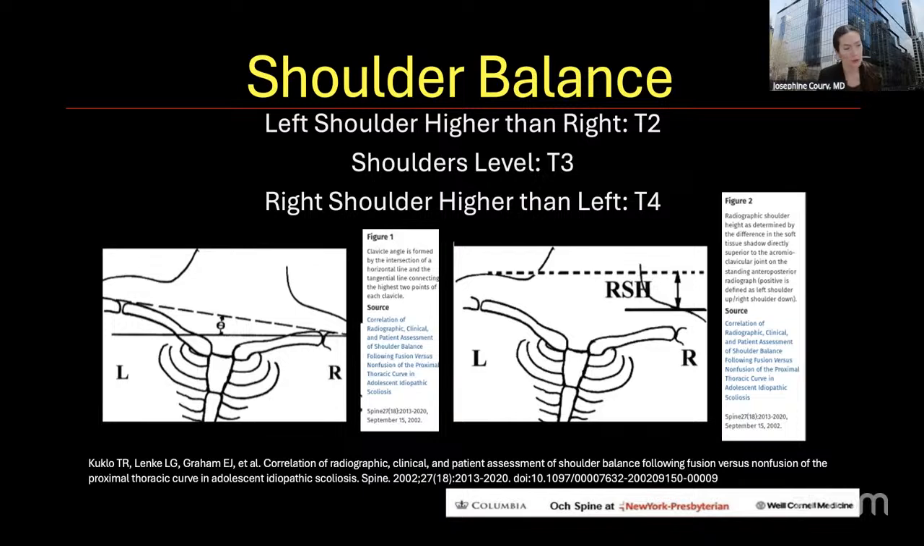But in general, the rule is what we've all heard. If the left shoulder is higher than the right, you go up to T2. If the shoulders are level, then you go to T3. And if the right shoulder is higher than the left, then you go up to T4 for your UIV.